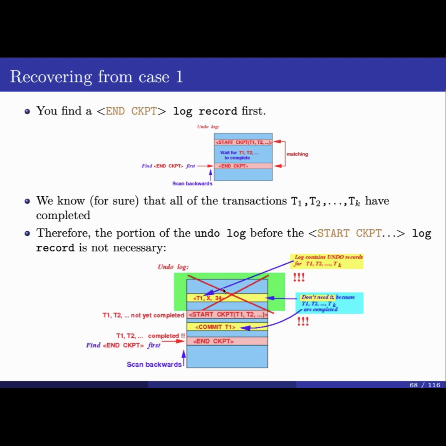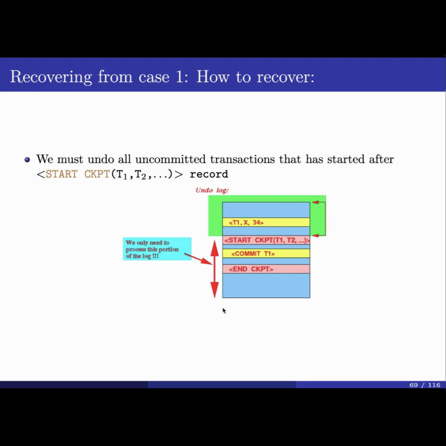That means you are not going to redo or undo whatever they did. In other words, you never find an incomplete transaction before the start checkpoint if we found the end checkpoint. So in this case, in order to recover, I will start from the end up to this start checkpoint. Clear, guys?